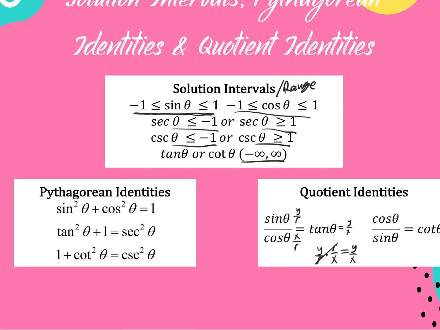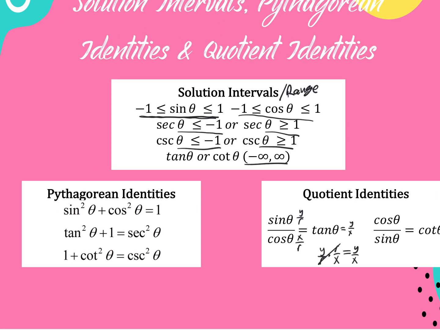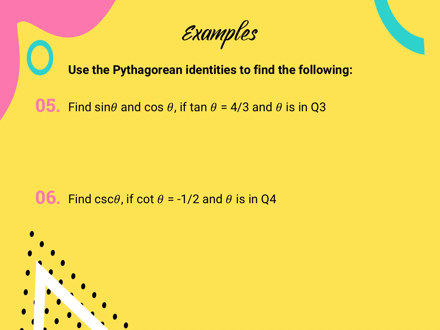Let's actually put these into practice. It probably doesn't make too much sense just hearing about it, but in practice, you'll see where it comes from. Okay. These problems say to use the Pythagorean identities to find the following information. So number 5, I want to find sine and cosine, and I'm given a tangent value.